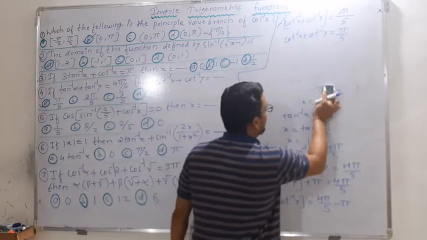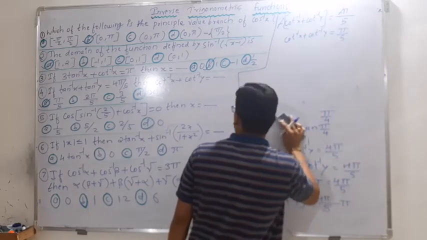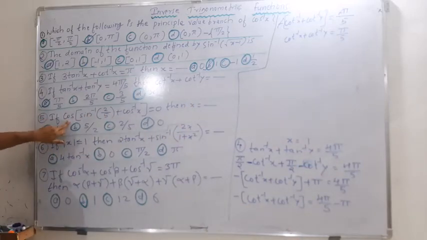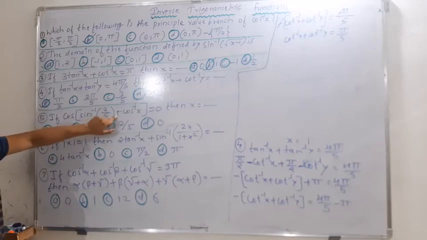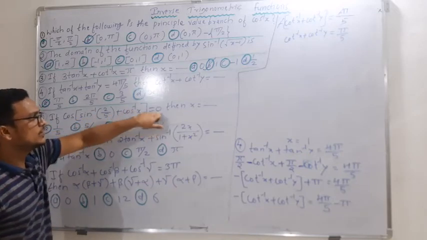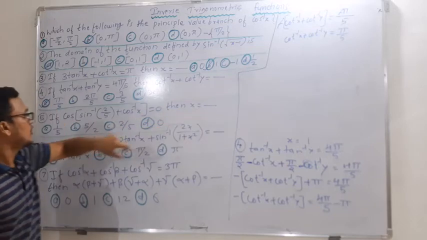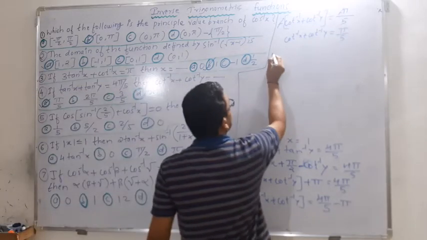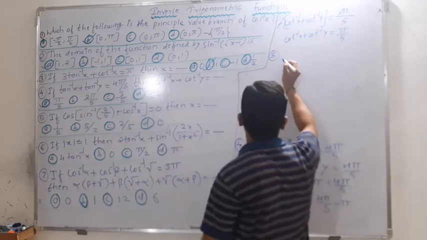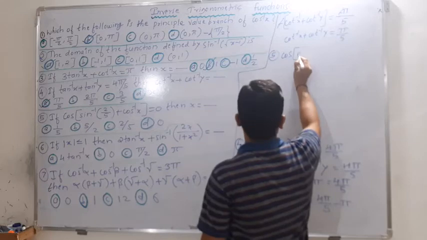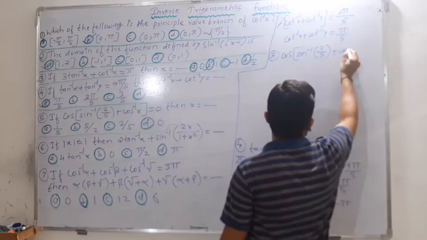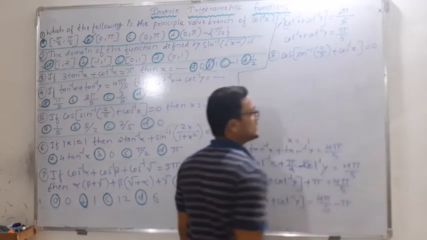Okay. Next we'll see question number 5. If cos of sin inverse of 2 by 5 plus cos inverse x is equal to 0, then what is the value of x? Options are 1 by 5, 5 by 2, 2 by 5 and 0. Okay. So let us check the solution of that. I'll write that fifth problem condition. Cos of sin inverse of 2 by 5 plus cos inverse x is equal to 0.